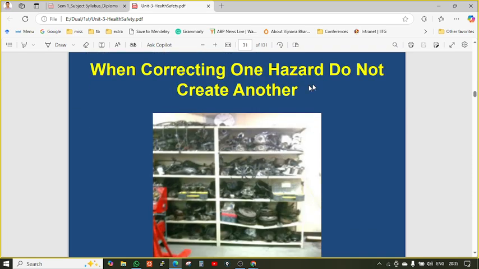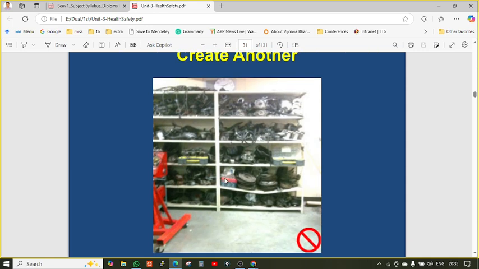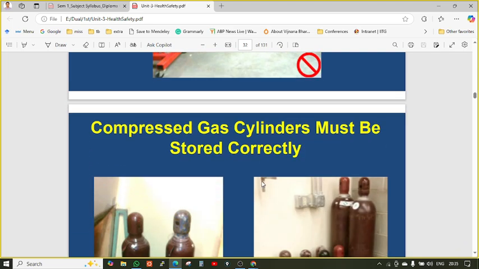So this is about correcting hazards, and keeping things in their proper places. See these things: if you are placing them properly, but the overload is on the right side. Due to overloading, these stairs or these things may fall down whenever you are taking something. These are examples of how you can keep the proper things in proper places.